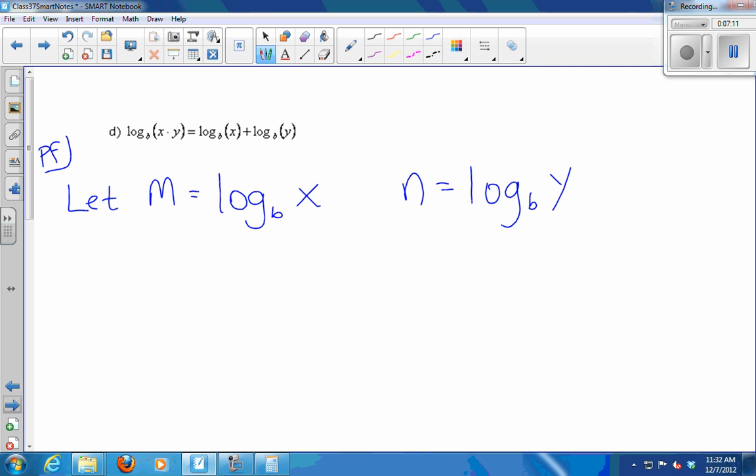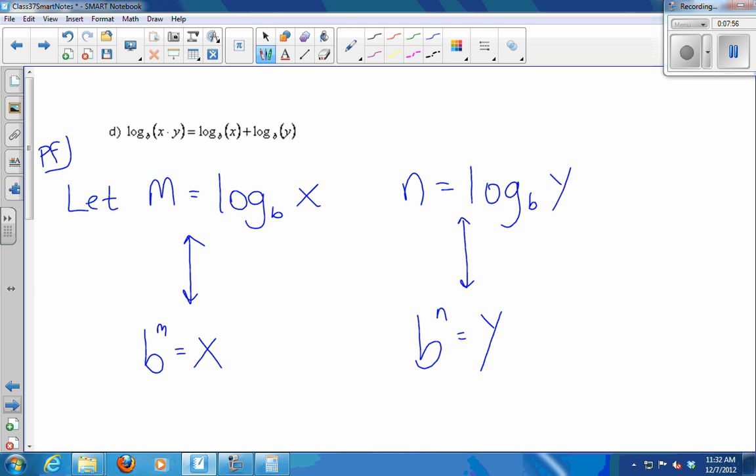So change both of these to an exponential equation. This first one, what would it say? B is my base, m is the exponent, equals x. And then n equals log base b of y. How would that be changed to an exponential equation? B to the n equals y. Good.